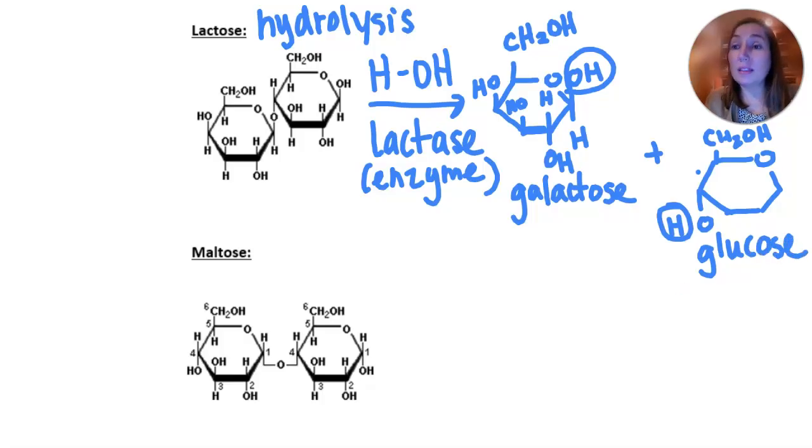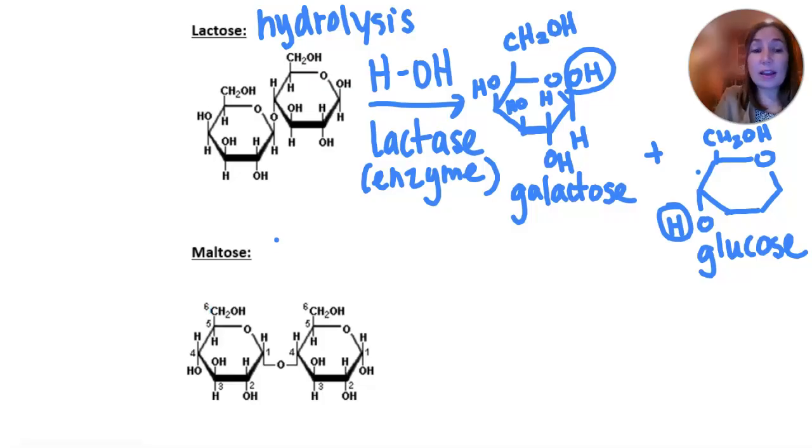So the idea here is lactose, a disaccharide. We've got these two six-membered rings. It's broken apart by hydrolysis into the two monosaccharides, galactose plus glucose, and by the enzyme lactase. That's the one who does the job.